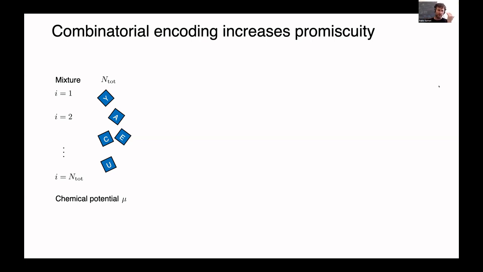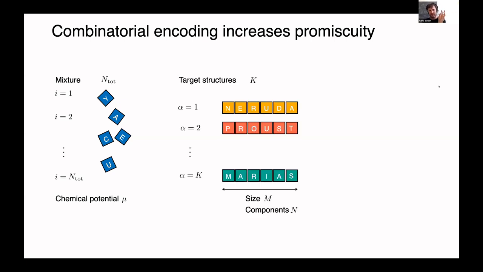And our goal is to take this mixture of components at fixed chemical potential, and have it self-assemble into different names. So Neruda, Proust, or Marias, a very famous Spanish writer that passed away recently. And we have capital K different target structures, and each one will have a certain size, M, in this case 6, and a certain number of different components. For example, Neruda and Proust have each 6 different components. Marias has 5 because the letter A is repeated.